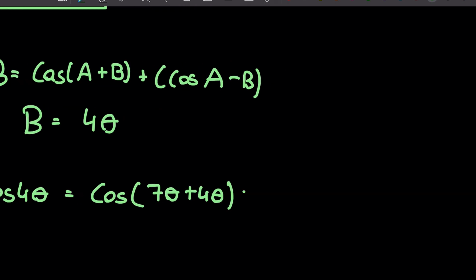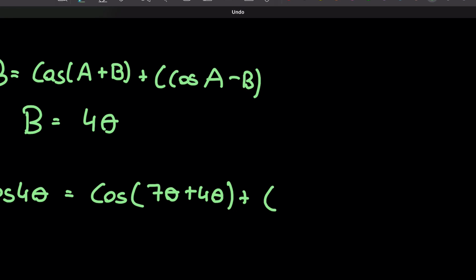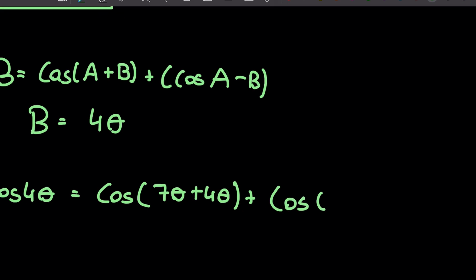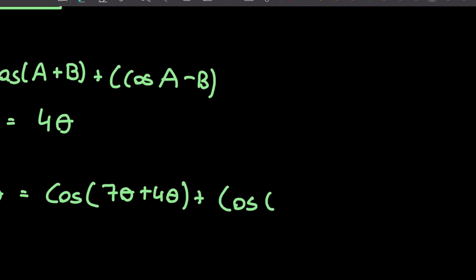plus cos of A minus B, where A is 7 theta, so it's going to be 7 theta minus 4 theta.